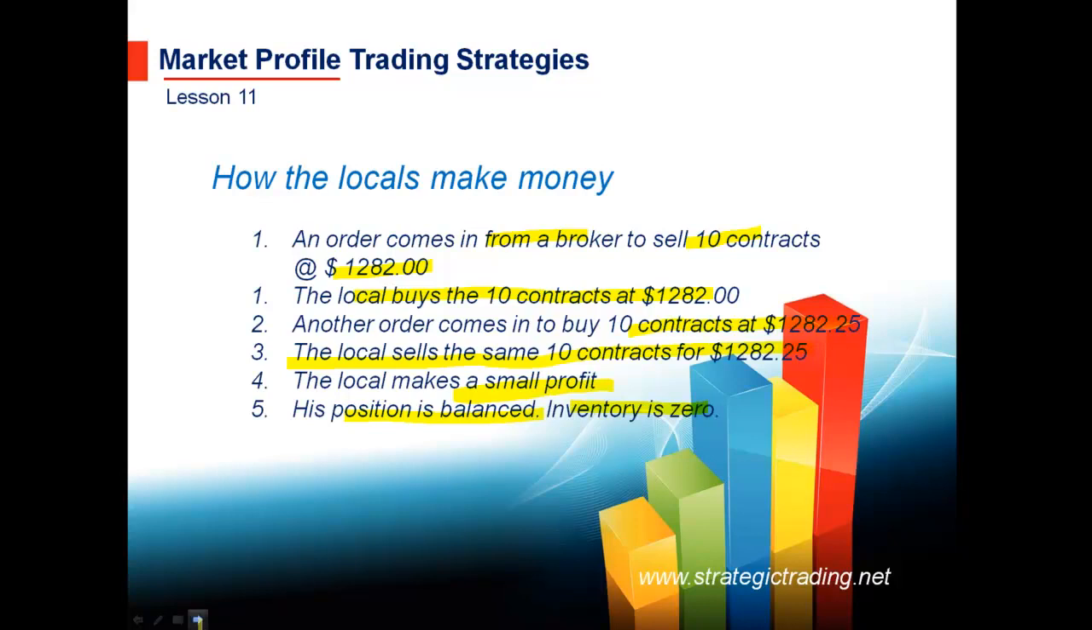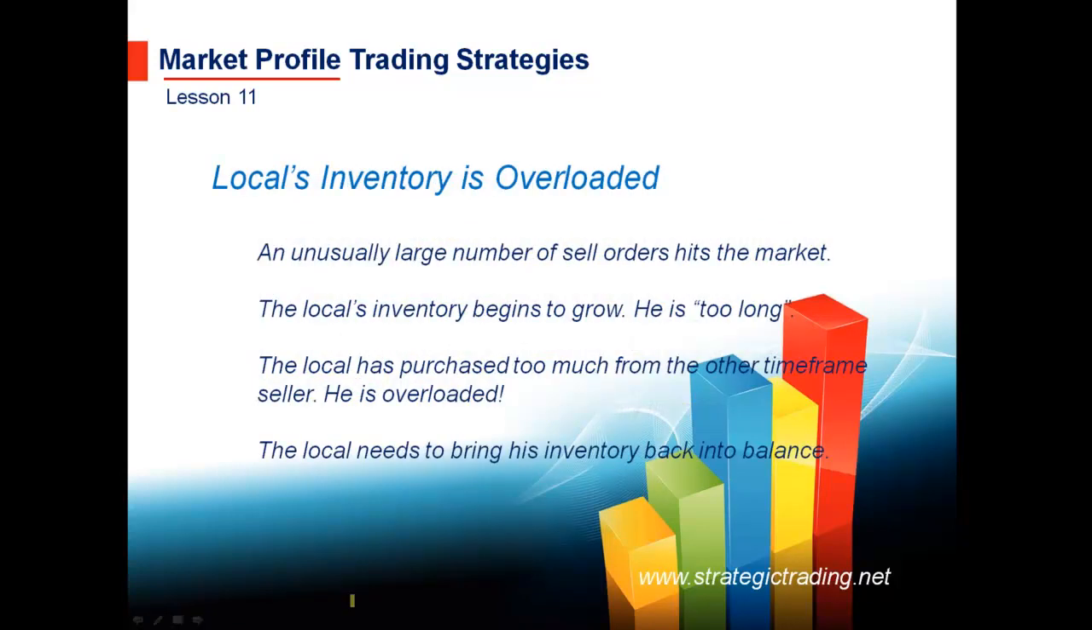Now, what happens all of a sudden when we begin to see an imbalance in the market, where the local's inventory is overloaded? Here's how this happens. All of a sudden, the other time frame seller puts on the market an unusually large number of sell orders. They hit the market. Now the market maker has to buy all of those. So naturally, when he buys them, his inventory grows. He has lots of contracts. And in the lingo of the industry, this is known as he's too long. Too long meaning he has too many long positions.